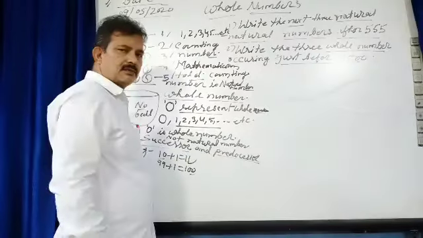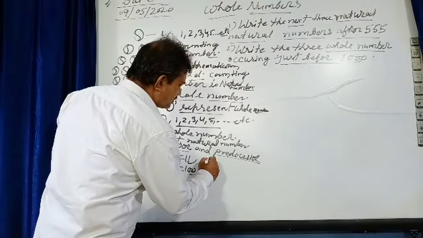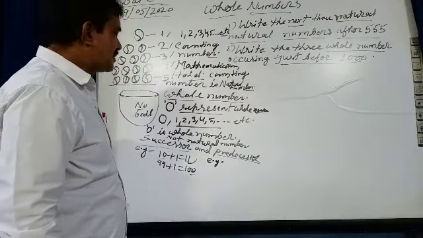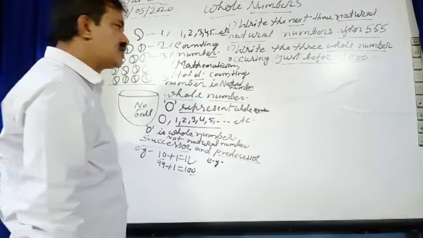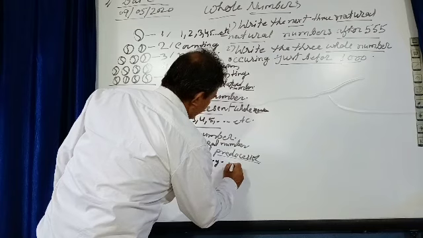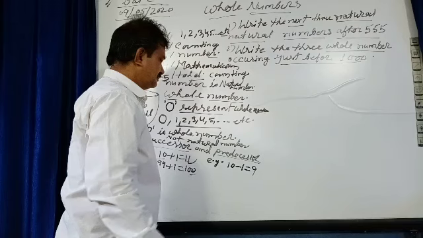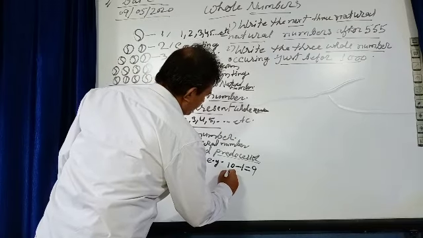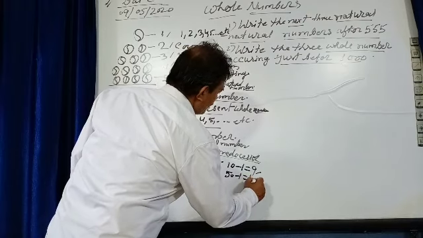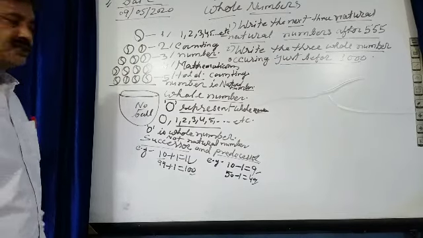Predecessors come just before the given number, and subtracting 1 is called the predecessor. 10 minus 1 is equal to 9. 50 minus 1 is equal to 49. This is a successor and predecessor.